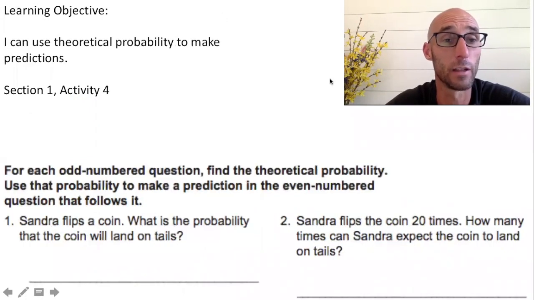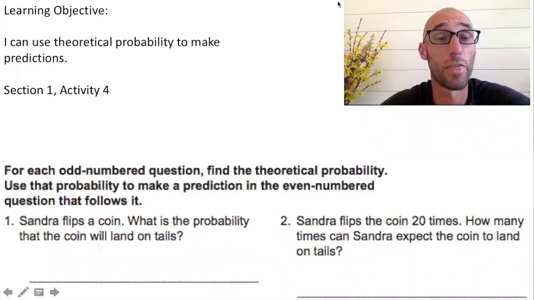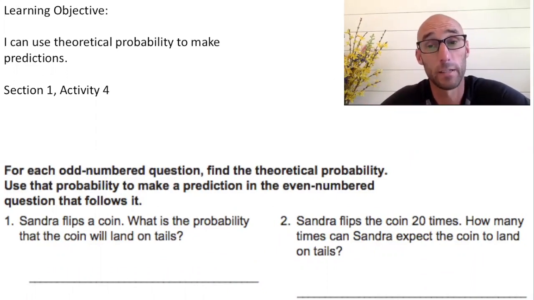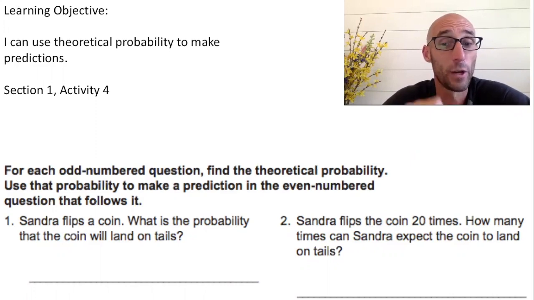Last one. The learning objective is I can use theoretical probability, what I think the chances are, to make predictions about future events. This is section 1, activity 4 of your accompanying worksheets. The directions tell us to find the theoretical probability for the odd number question. And then we're going to use that theoretical probability, what we think the chances of that simple event happening, to make a prediction about the even number question that follows it.